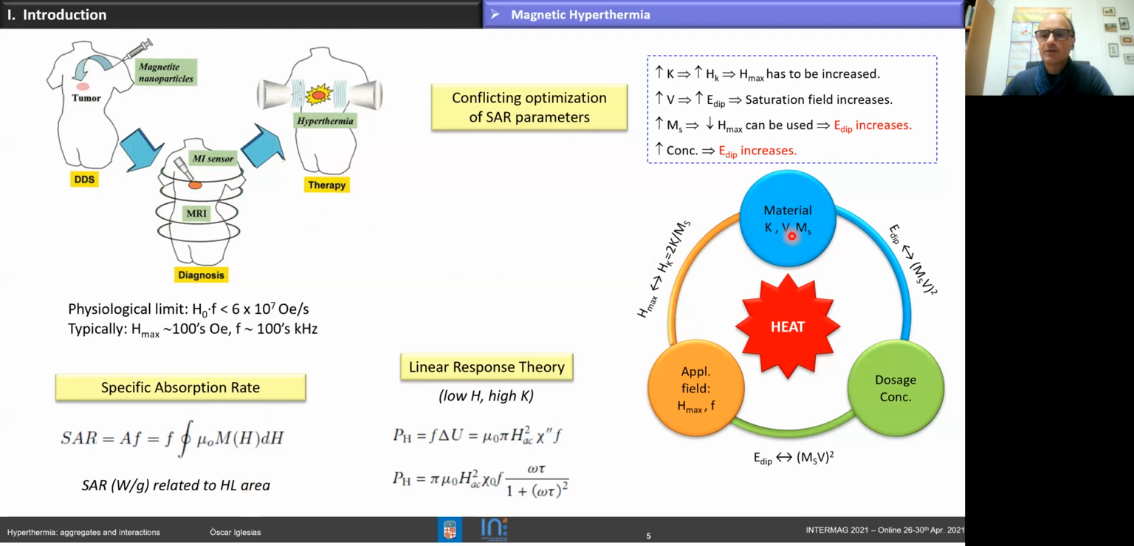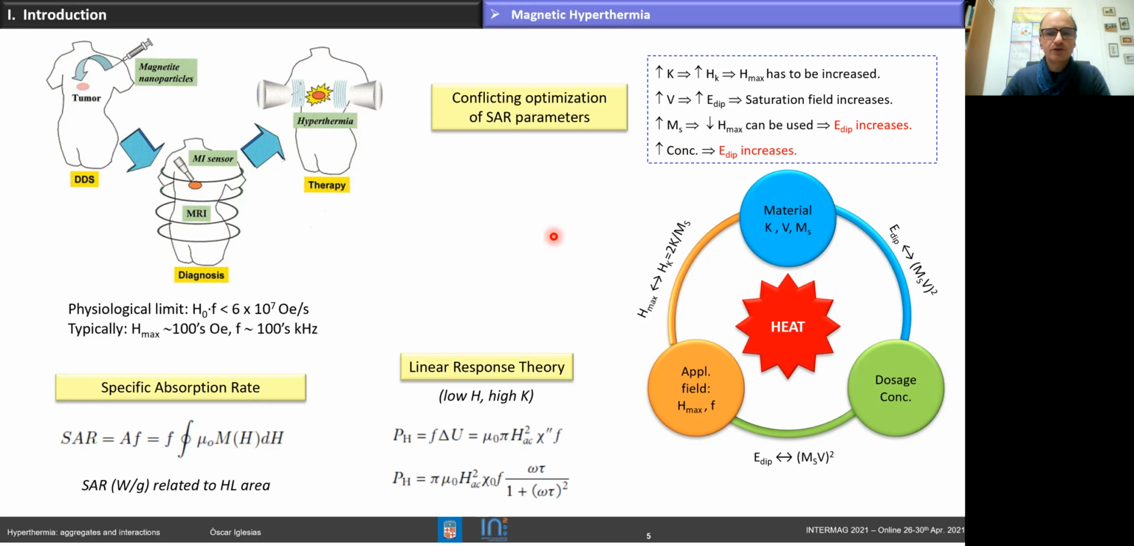And we can tune the material parameters essentially by increasing the anisotropy volume or saturation magnetization of the particles, so that the hysteresis loop becomes wider and has a higher area. But any of these solutions faces its pros and cons. In particular, as we increase the magnetic saturation or increase the concentration of the particles, the dipole interactions increase because the particles will tend to form aggregates. And it's believed that the dipole interactions diminish the specific absorption rate.